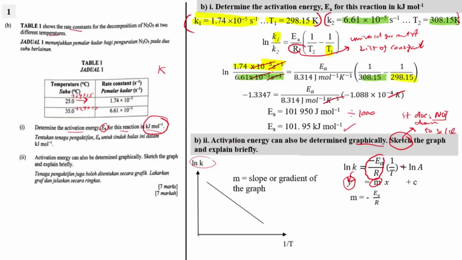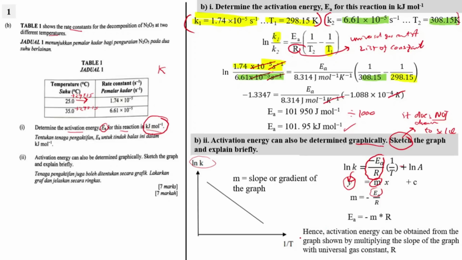So we can determine the activation energy EA by multiplying our m with our R value here. So EA is equal to negative m multiplied by R. And hence, we can put that in words. We can say that the activation energy can be obtained from the graph shown by multiplying the slope of the graph with the universal gas constant R. And from here, the activation energy can be determined by using the graph that we have sketched. Okay, so that's all for question 1b.